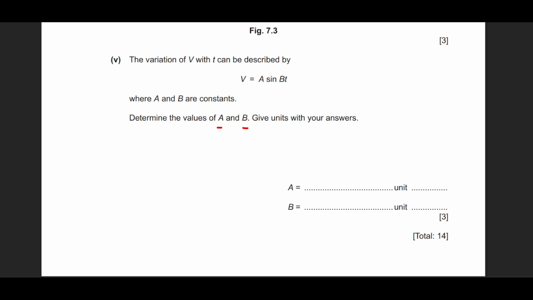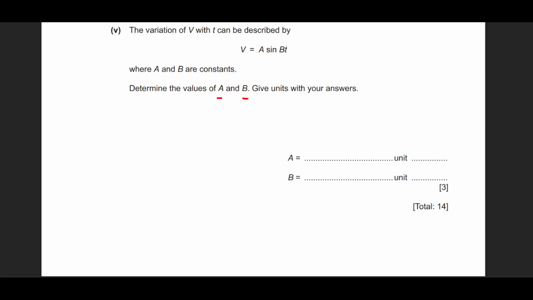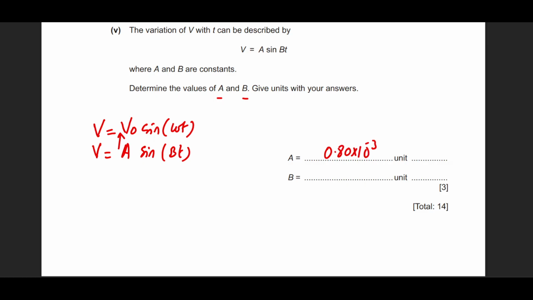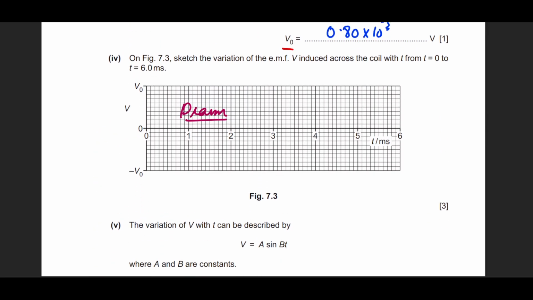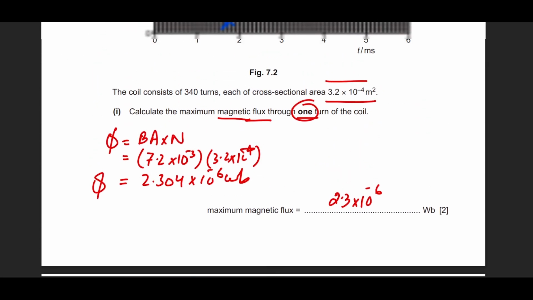No problem. So we have found that the absolute maximum EMF, V naught, is going to be 0.8. So if we write this V as V naught sine omega t and compare this with what the examiner has given us as A sine Bt, then A is basically the maximum amplitude, which is going to be 0.80 times 10 raised to the power minus 3 volts, right? And B is actually omega, and omega is equal to 2 pi by T. I can use f as well, but the graph is in terms of time, so let's use time for that. So we can calculate the time for one oscillation, or one complete period.